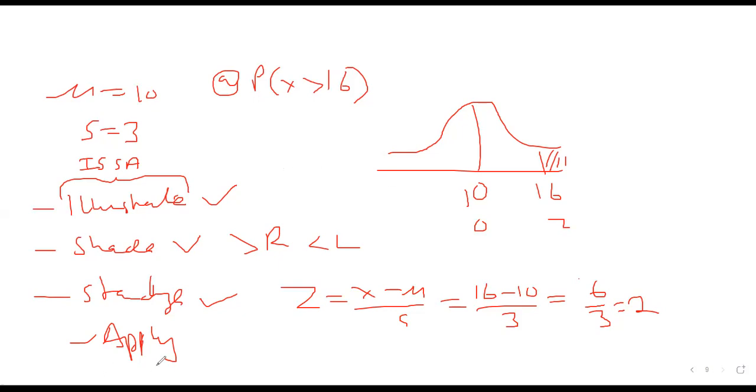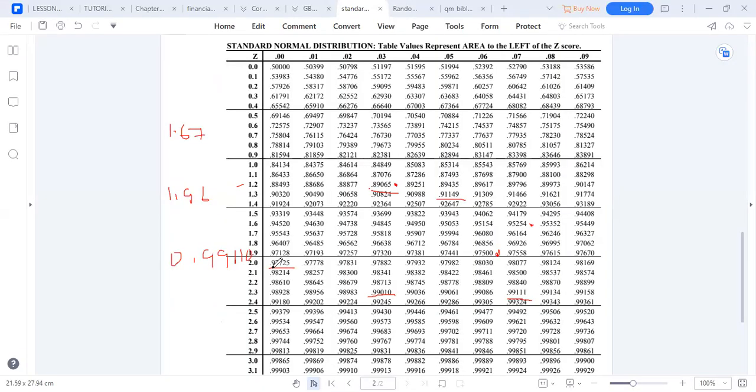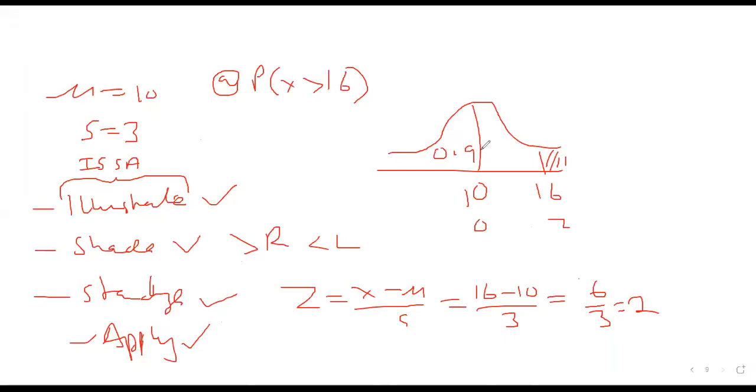Now you apply. Let's check what the 2 means in the table. So you check here under 2. What is the reading for 2? 0.97725. That means from here to here is 0.97725. So how do we get the shaded region? Yes, subtract from 1.